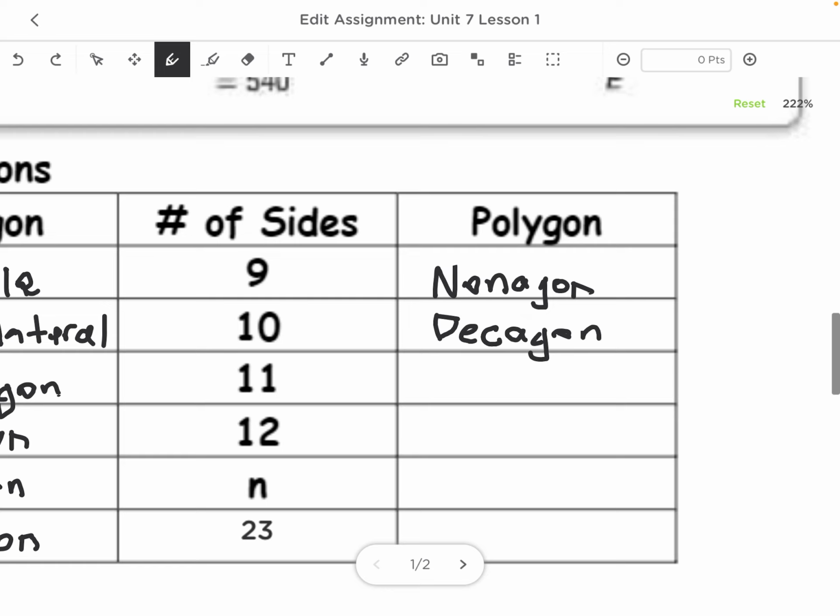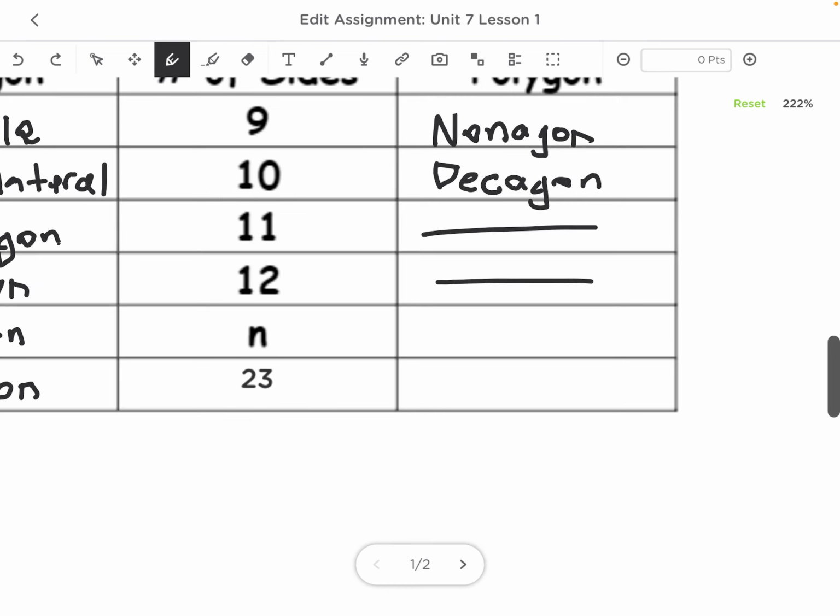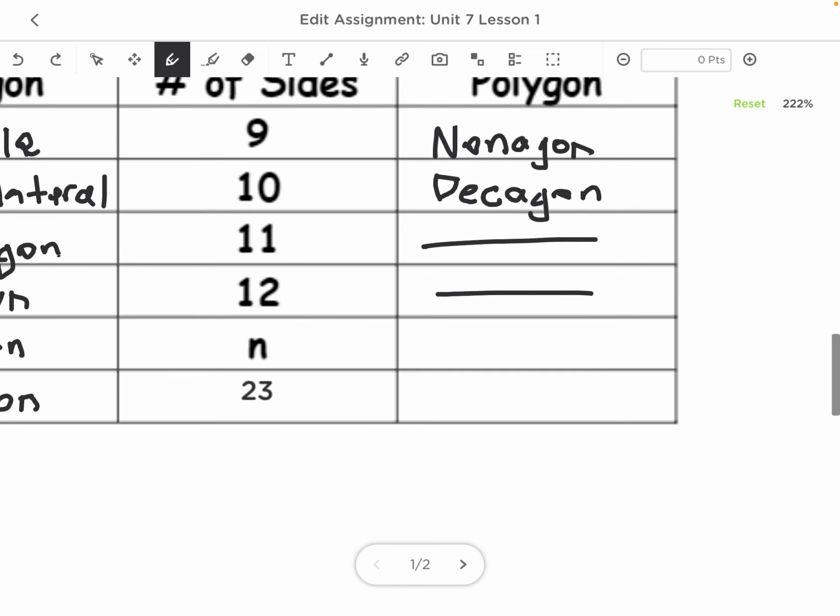We're going to skip 11 and 12-sided because they're not super common. And we're just going to go straight to this last one, n-gon. Talked about that earlier. Something with n sides is called an n-gon. So if it has, for instance, 23 sides, this would just be called a 23-gon. So n is not the name, it's just like a placeholder, just like x.